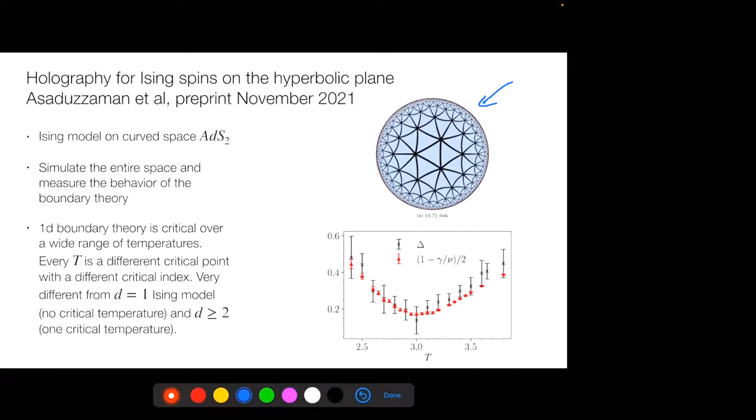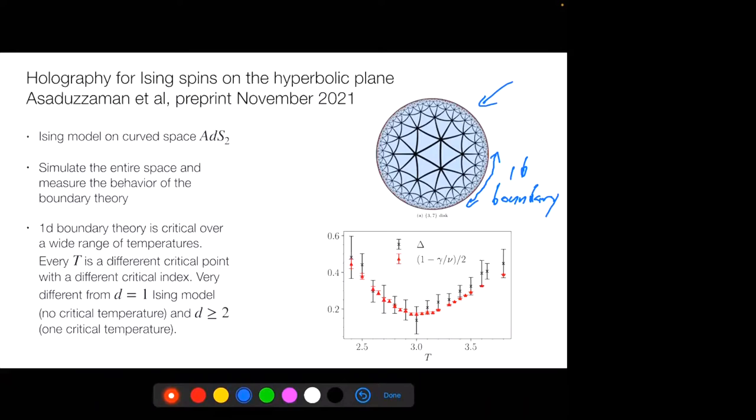It's AdS2. And what they did was they put Ising model spins on each site of the lattice, and they simulated it using modern lattice gauge theory techniques. And then they measured the behavior of the spins of the boundary theory. So on a computer, you can't go to infinity, but you can go pretty far out. And so they're looking at the boundary behavior, which is one-dimensional. And they measured the critical indices, the critical behavior of this one-dimensional theory that lives on the boundary.